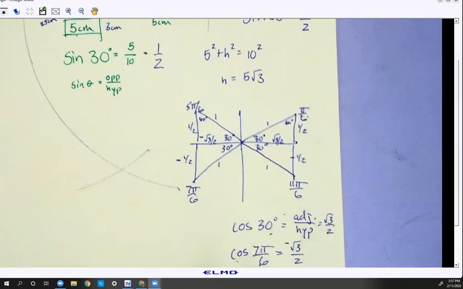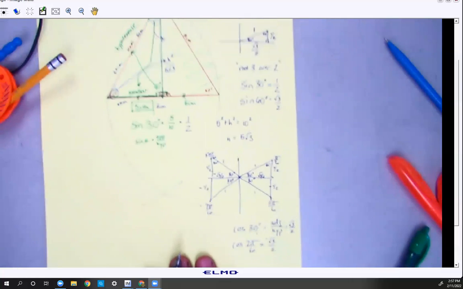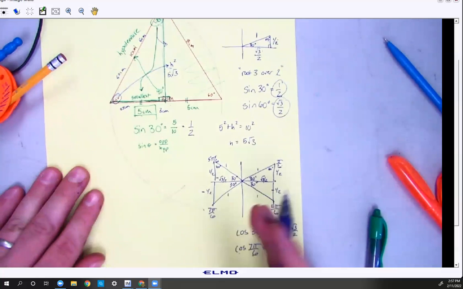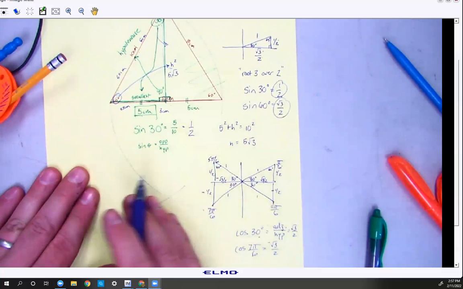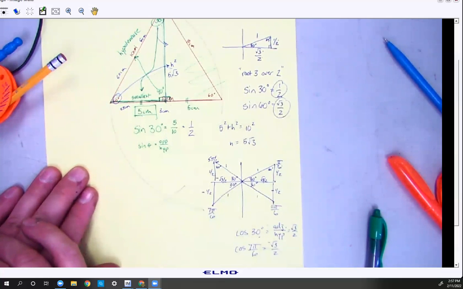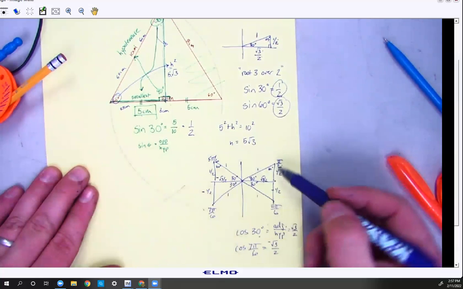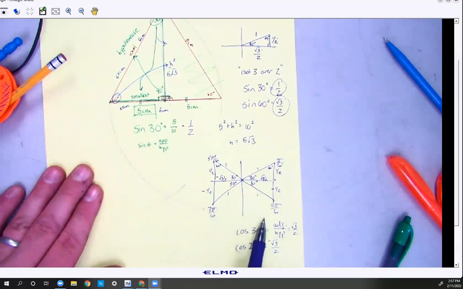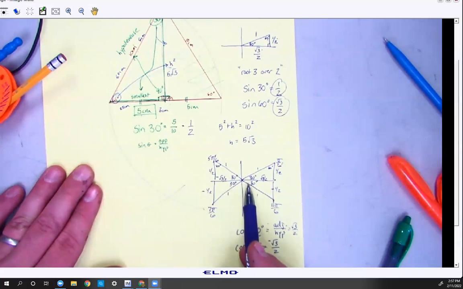So our answers are always going to be either a half or root 3 over 2. And then you just have to decide, am I going up or down, or am I going left or right? And that will change whether or not you put a negative in front of it. Opposite of 30 degrees, whether it's the first one, the fifth one, the seventh one, or the 11th one, is a half. And sometimes that half is down. Next to 30 degrees is root 3 over 2, and it's either to the right or to the left.